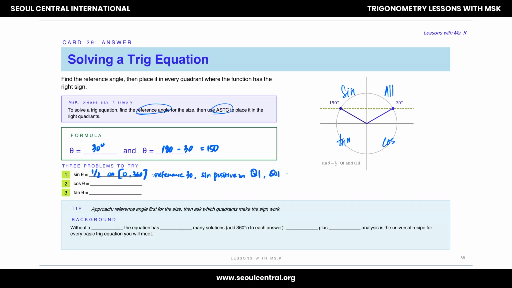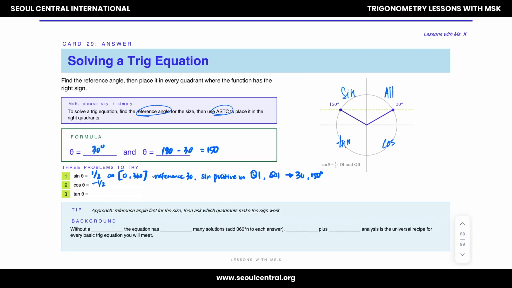3 problems to try. Number 1. Sine of theta equals 1/2 on the interval 0 to 360. The reference angle is 30 degrees since sine is positive in quadrants 1 and 2. So by using the formula, our answers are 30 and 150 degrees.